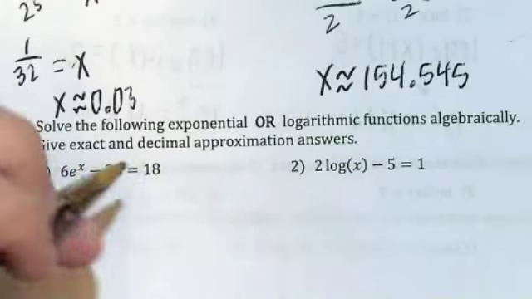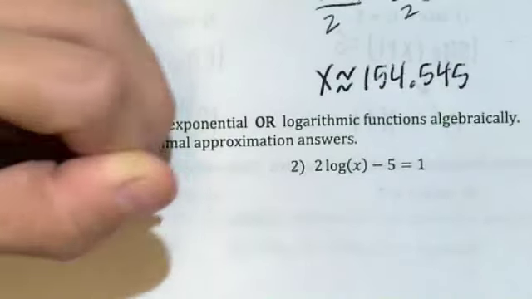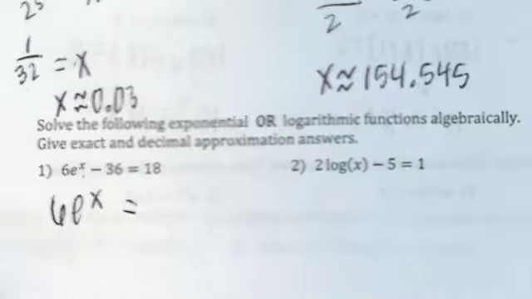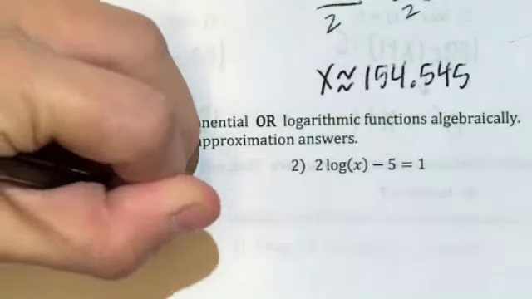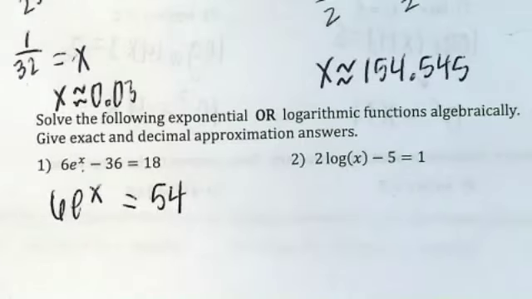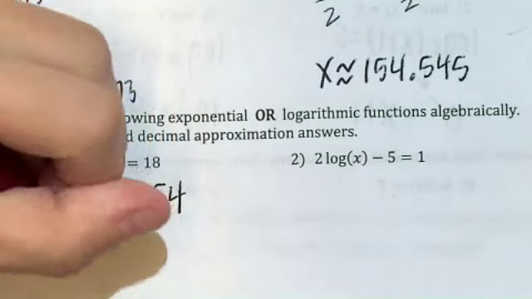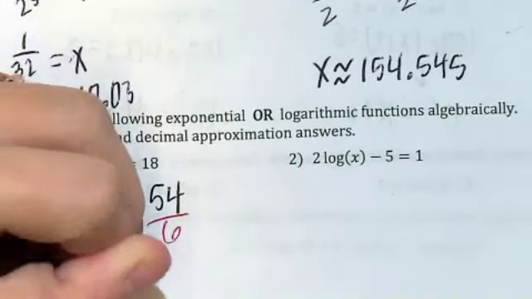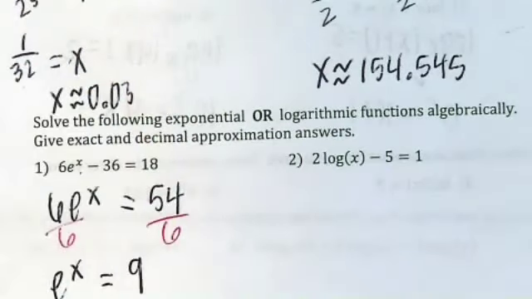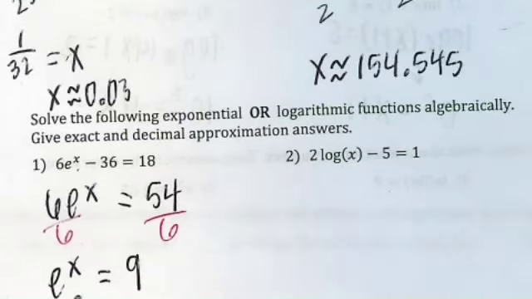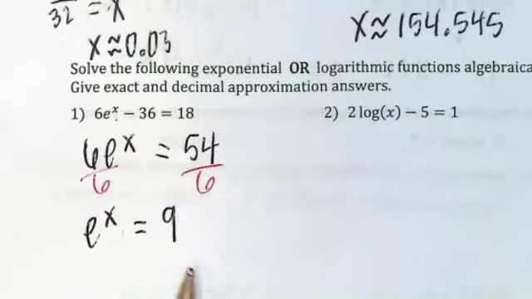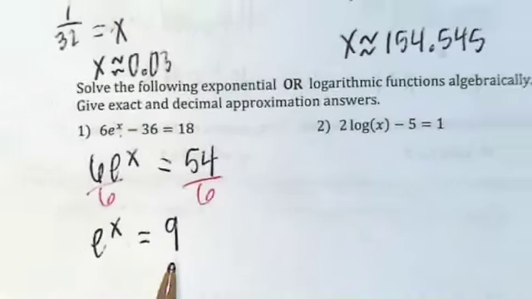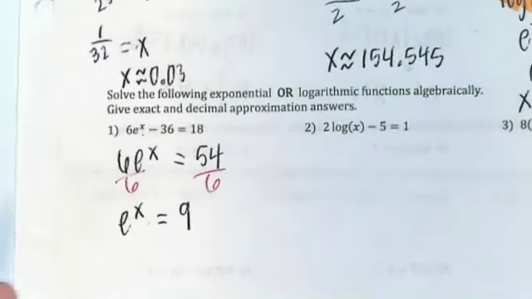So I'm going to add 36, and if I add 36 to 18, I will get 54. Then I want to get rid of the 6. If I divide by 6, 54 divided by 6 is going to be 9. So e to the x equals 9. I haven't even solved this yet. My x is still in the exponent, but I've cleaned it up to make it to where when I convert to logarithmic form, it's just going to be a lot simpler and less numbers to work with.